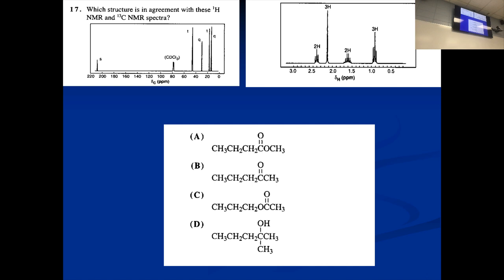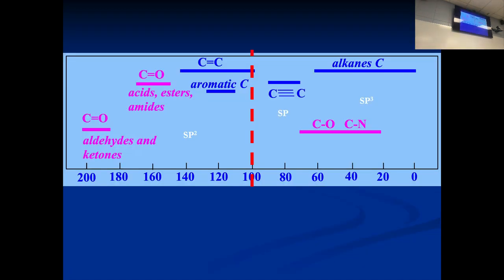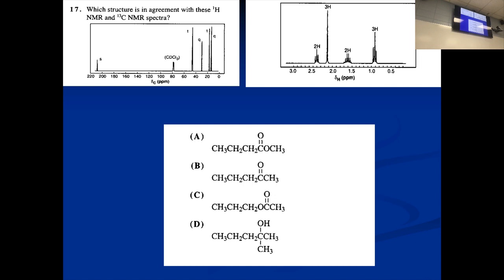D goes away. Right? Now what Alyssa was talking about is out here around 210 or so, we're going to be thinking about aldehydes and ketones. We might want to go to our chart. And we see that esters, acids, and amides are going to be around 160, and aldehydes and ketones are going to be somewhere around 200. And our peak is where? Around 200. So what can I eliminate based on that?